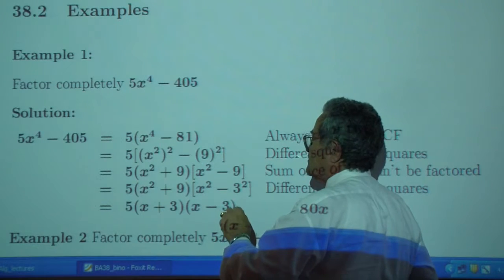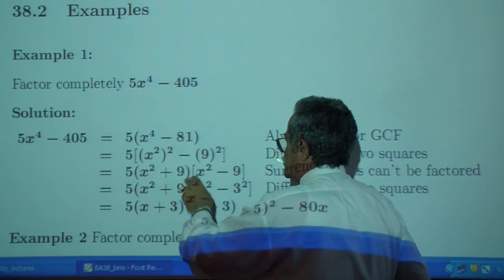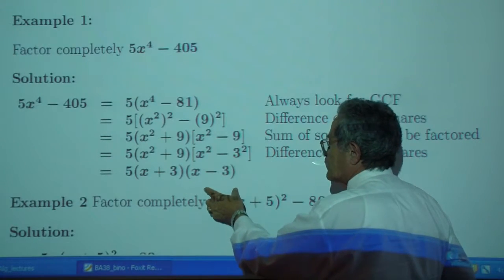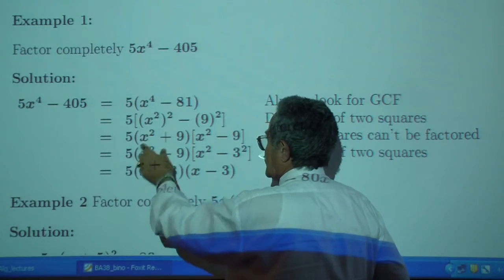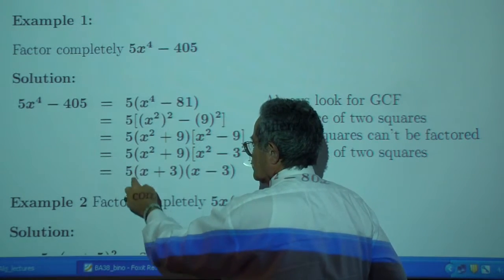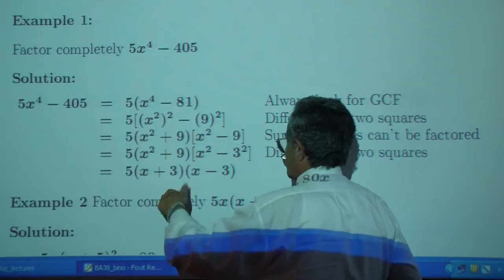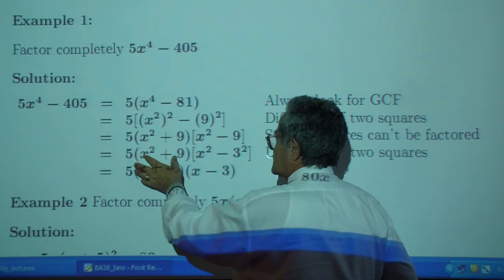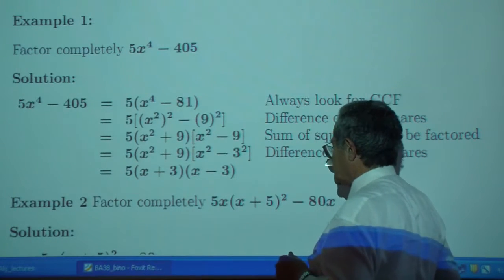squared minus 9 squared. So a squared minus b squared is a plus b times a minus b. And a minus b is again the difference of two squares. So you get 5 times x squared plus 9, which should be written here, which I guess got erased somehow. So the result is 5 times x squared plus 9 times x plus 3 times x minus 3.